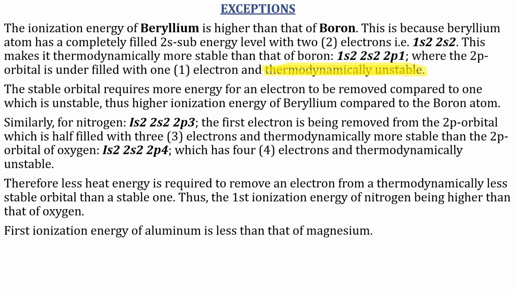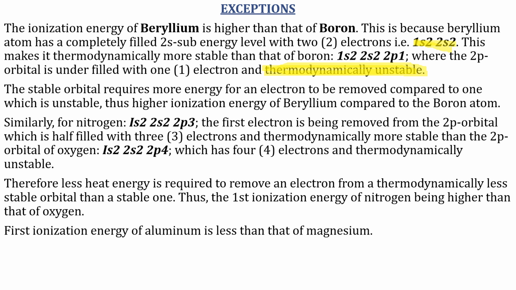So we are saying that for barium and boron, ionization energy in barium is higher than that of boron. And why is that the case? We are saying that this is because the barium atom has a completely filled s sub-energy level with 2 electrons. Now if you look at the electron configuration of barium, it is this one. For the s sub-energy level to be fully filled, it requires 2 electrons. That means that barium has a completely filled s energy level.